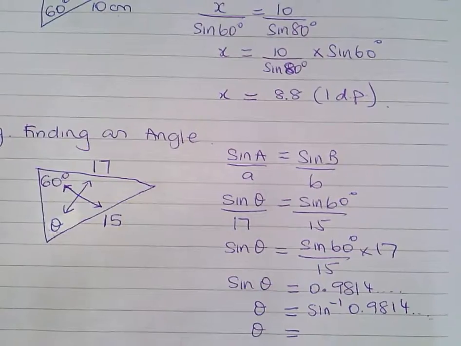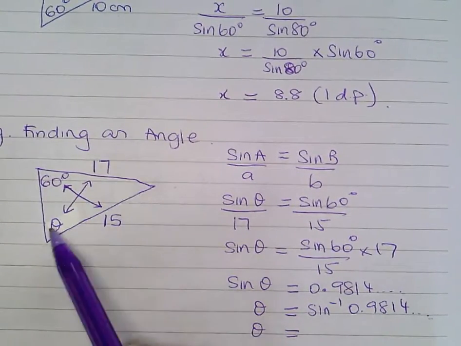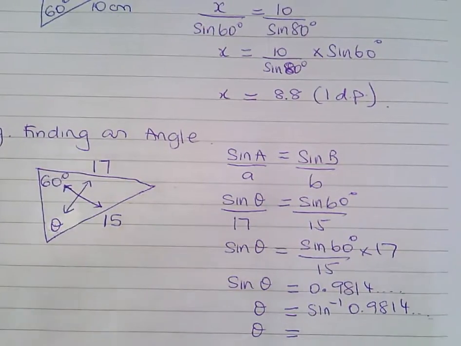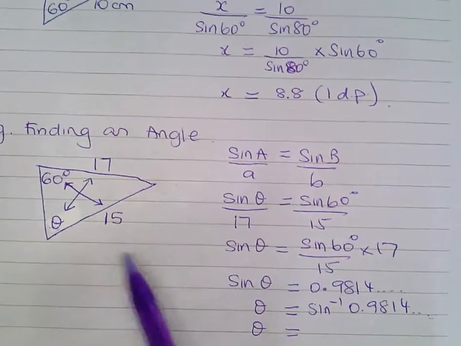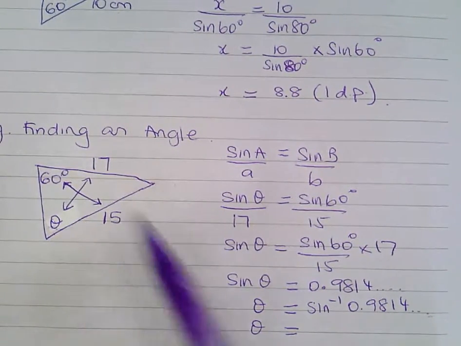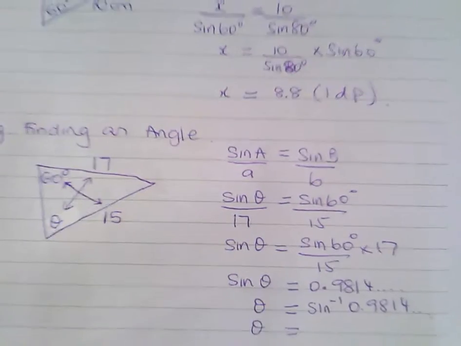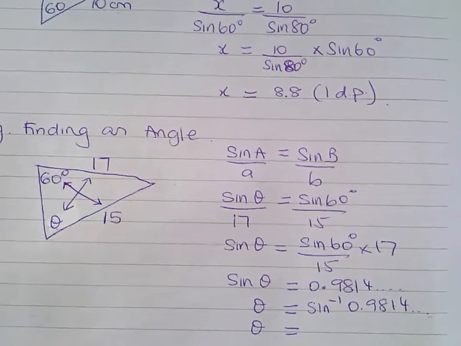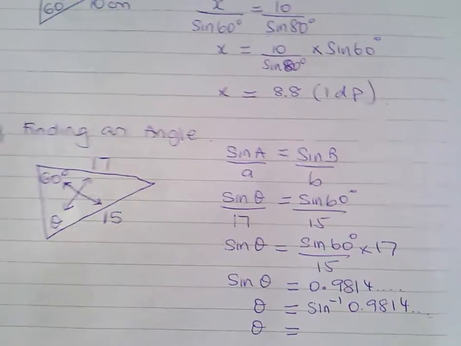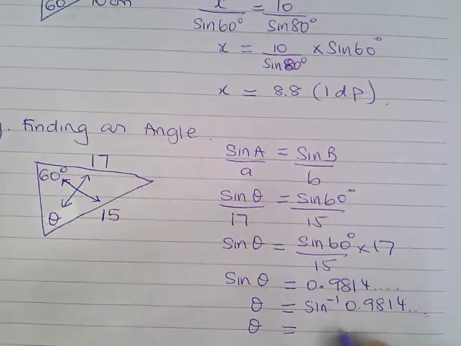Wait a sec. Theta, 17. Do we expect theta to be bigger than 60? 17 is bigger than 15. So 17 will be opposite a bigger angle. It's going to be slightly bigger than 60. I'm guessing about 65. I don't know. Tell me. What do you get? Oh, bigger. Could be 78. What are you getting?